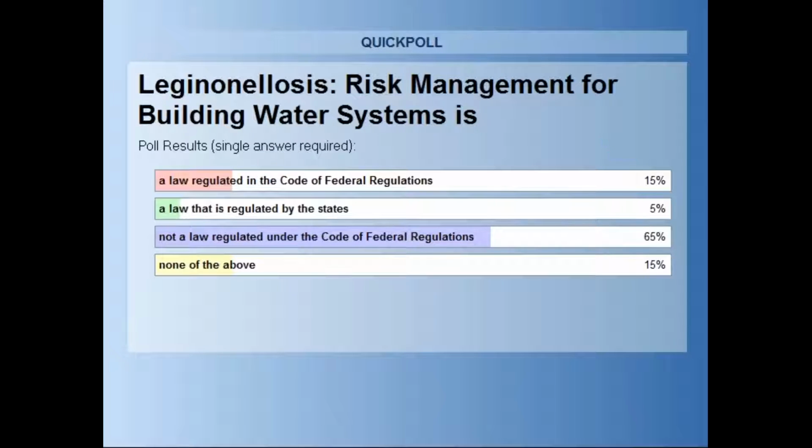So we'll share the results. It looks like most, 65% of you, got it correct. It is not a law regulated under the Code of Federal Regulations. Now we'll go back to the presentation.